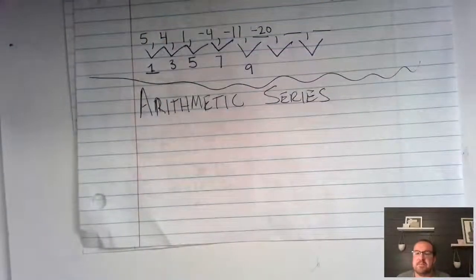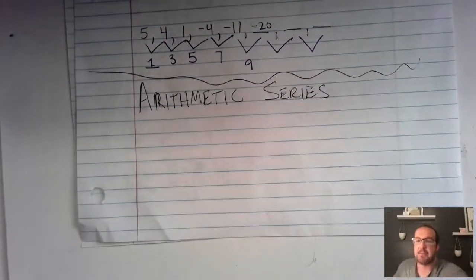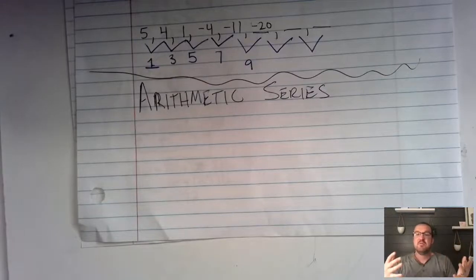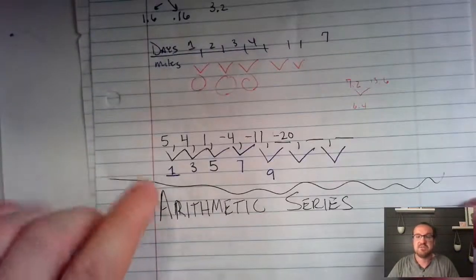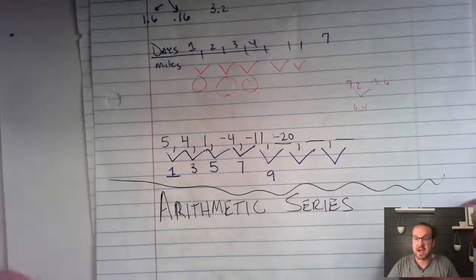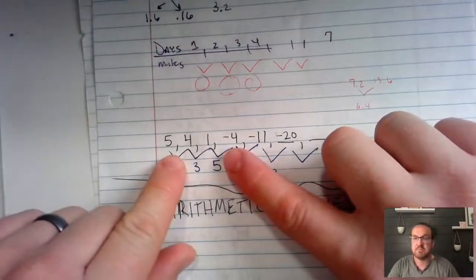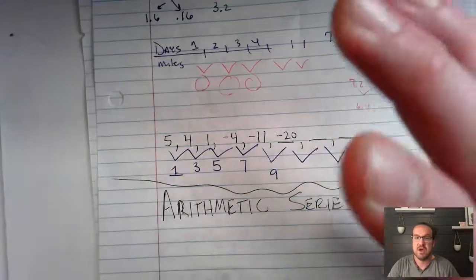Alright guys, we are here to talk about arithmetic series here. Now, we have been talking about arithmetic sequences, but a series is a little bit different, right? So here's some features of a sequence, just going back to something that we had talked about. Sequences have commas between them, right? They could be a list of numbers.